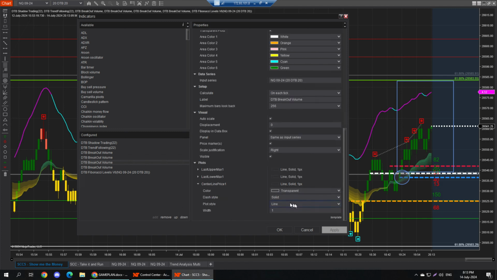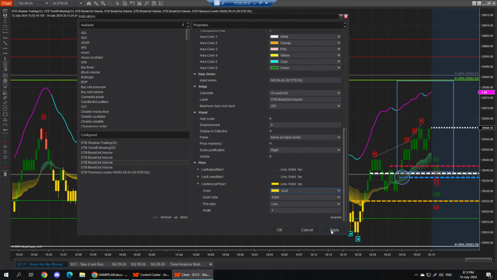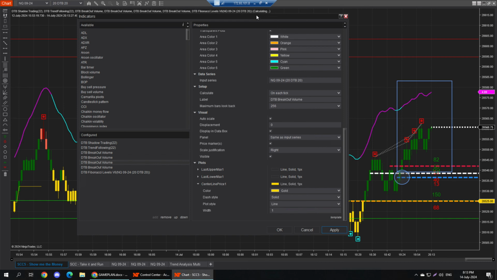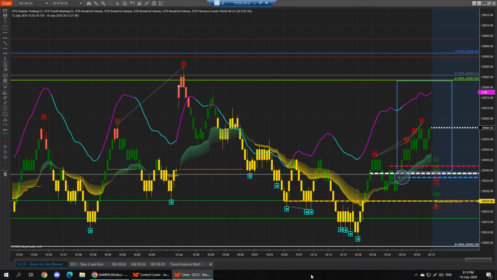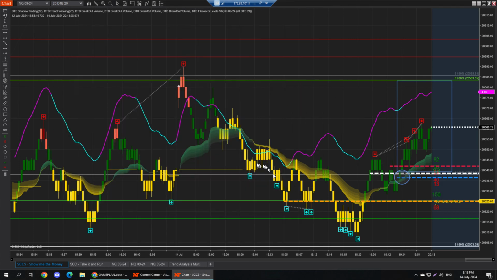Let's see if I can get this one done very quickly. And I'm going to make this gold. Where are you? Okay, gold. Apply. And just give that a moment to load. There we go. Okay. So if you had to do that, you will see that this is the last area. That is the last plot that it made.